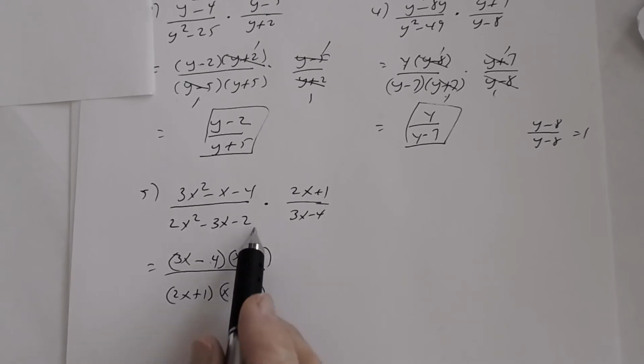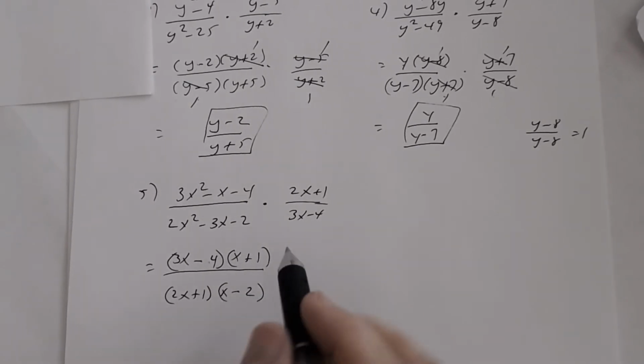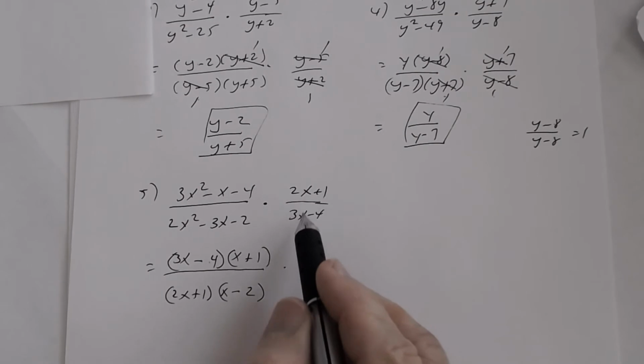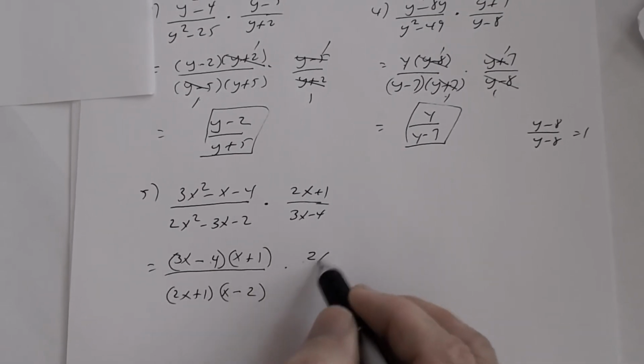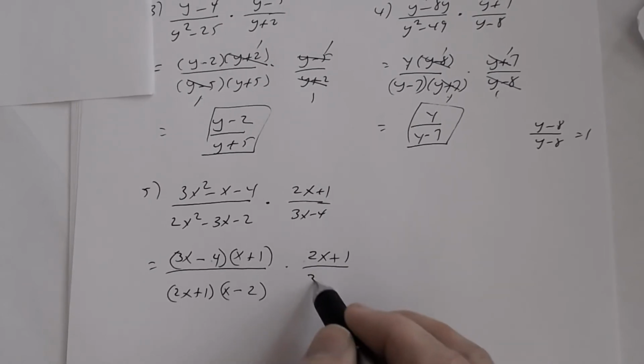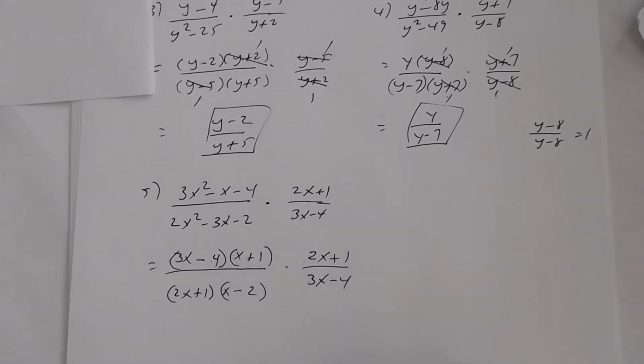1 times a negative 2 is a negative 2. Okay, now over here, the 2x plus 1 and the 3x minus 4, I can't factor any further, so I'm just going to rewrite it. And now the next step is to reduce any common factors.